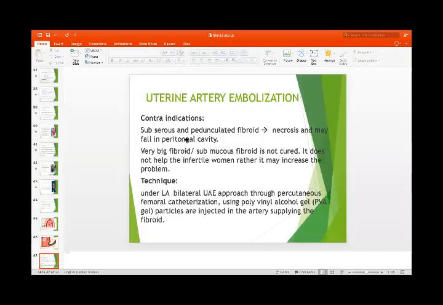What are the contraindications, in which patients we cannot do this? If there is a subserosal and pedunculated fibroid, the necrosis may lead to the fall of the fibroid into the bottom of the vagina. And if it's a very big submucous fibroid, it is not cured, it does not help in fertile women, or that may increase the problem. So the technique I've already told you how it is done.